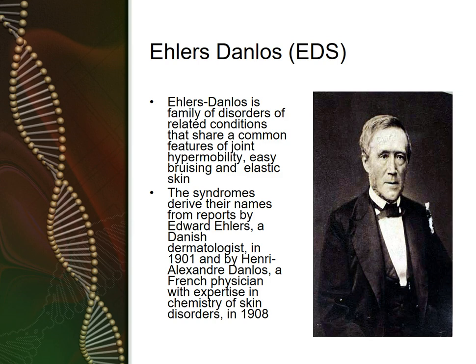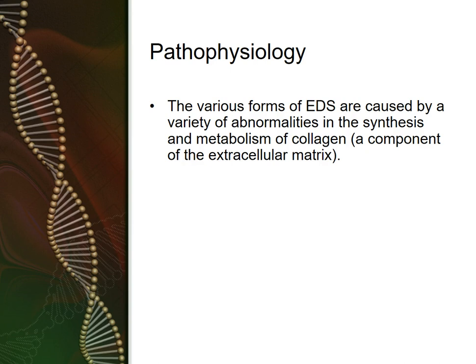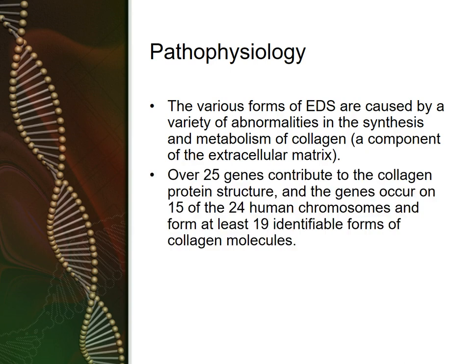There are actually a number of different disorders called Ehlers-Danlos syndrome, but they have very little to do with each other, except that they were described and characterized by these two men, Dr. Ehlers and Dr. Danlos. The various forms of Ehlers-Danlos are caused by a variety of abnormalities in the synthesis and metabolism of collagen. And again, as I stated in the last module, there are 25 different genes that code for different types of collagen.